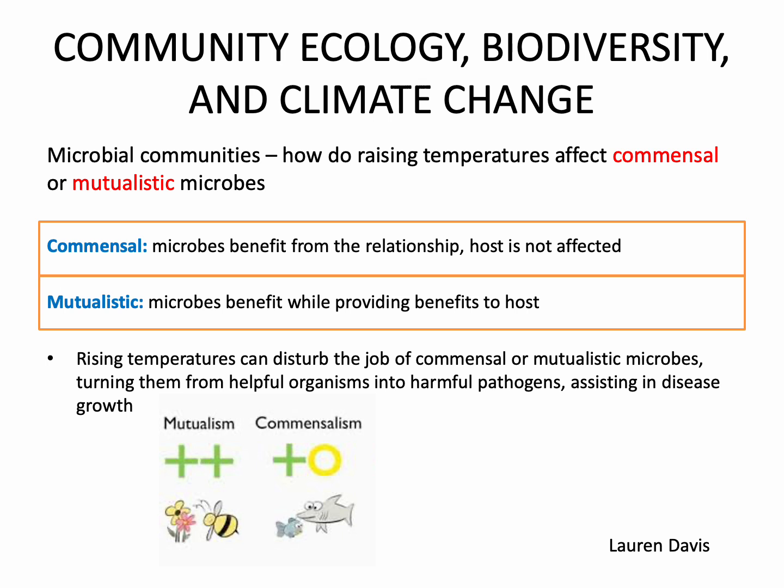With rising temperatures, it can disturb the normal responsibility of commensal or mutualistic microbes, turning them from good, helpful organisms into harmful pathogens. This can assist in the growth of diseases. For example, in agricultural settings, higher temperatures can reduce the effectiveness of entomopathogenic fungi, which is fungi that kills insects, and bacterial mutualists that provide antibiotics to protect the plants. This makes plants more at risk of diseases.